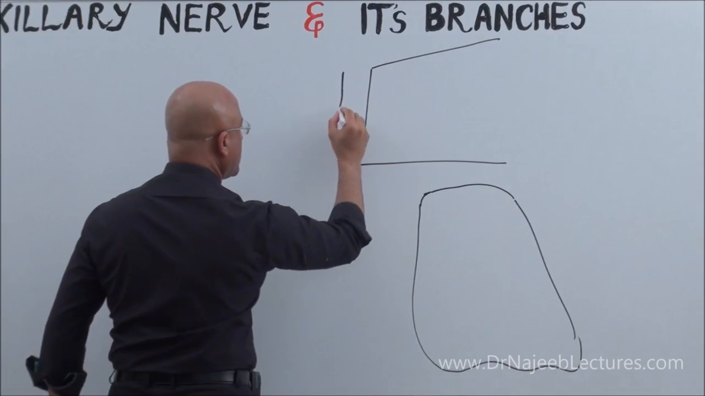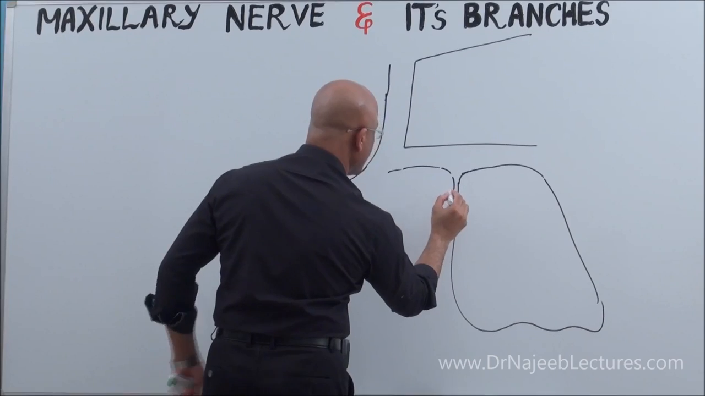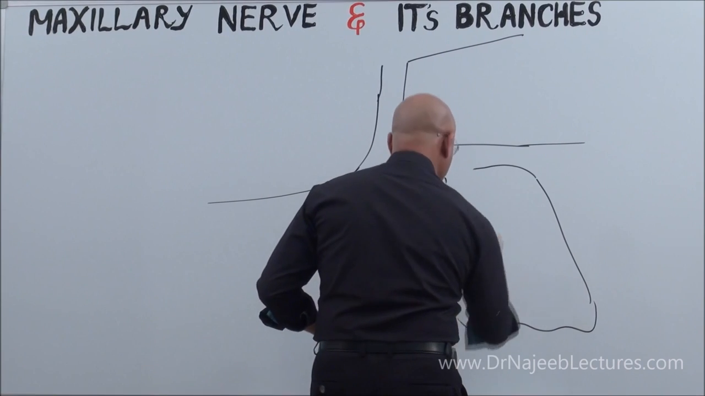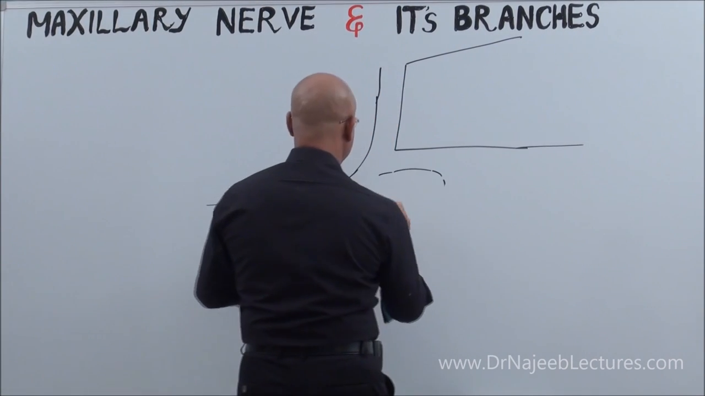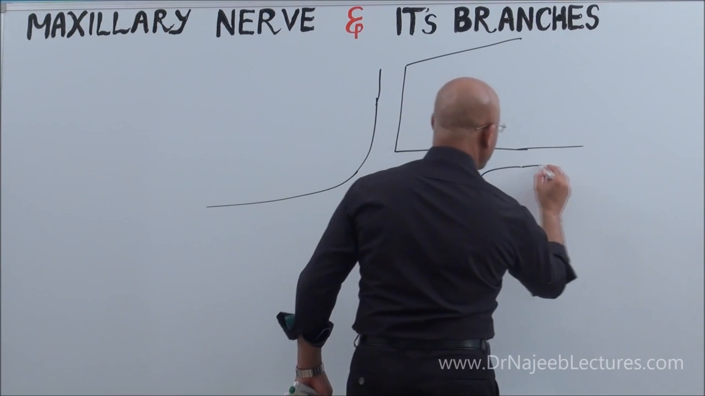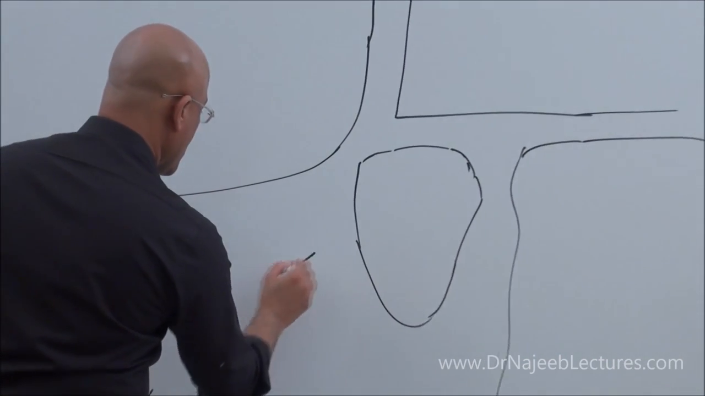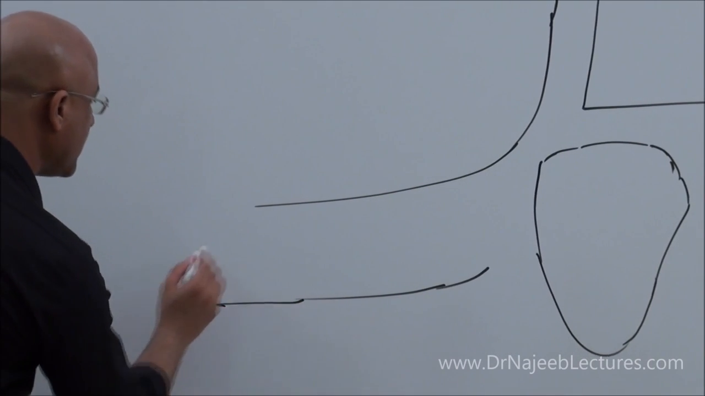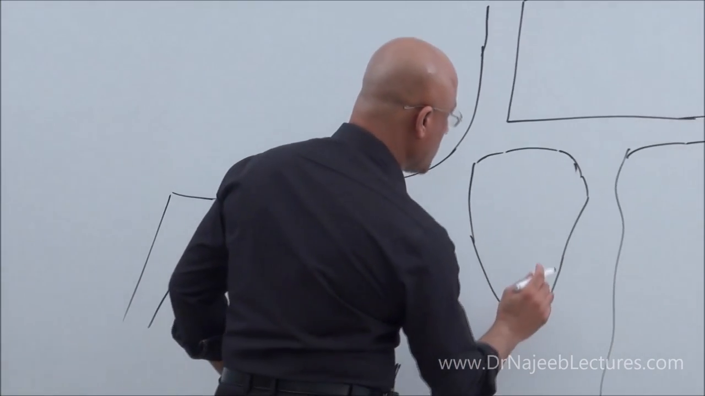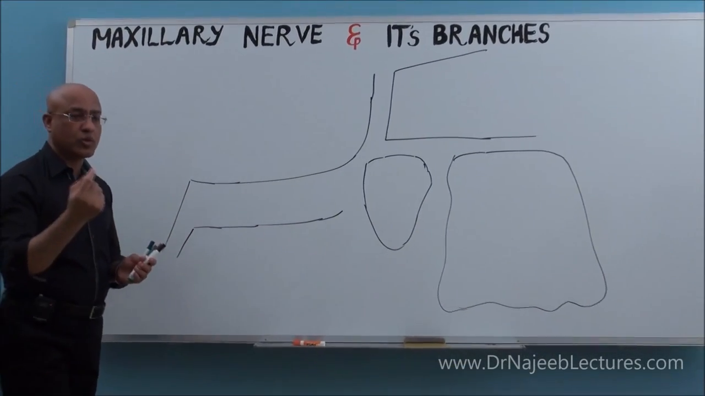Yes, here is the middle cranial fossa, and here is your pterygopalatine fossa. I'm making it out of proportion, larger. This is the pterygopalatine fossa, this is the floor of the middle cranial fossa. Okay, now let's start talking about the maxillary nerve, from where it originates. What is the origin of the maxillary nerve?